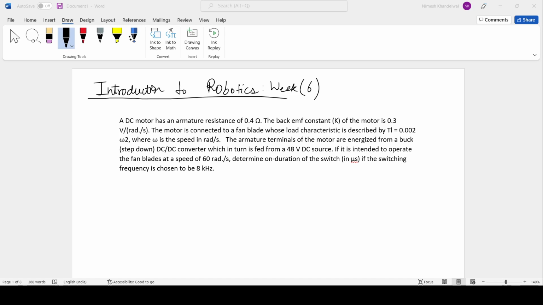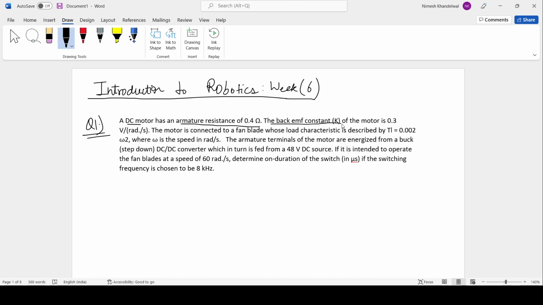Let us start with the first one. This is Introduction to Robotics, week 6, and this is problem 1 of the problem session. I'll just read out the problem out loud for you. A DC motor has an armature resistance of 0.4 ohm.